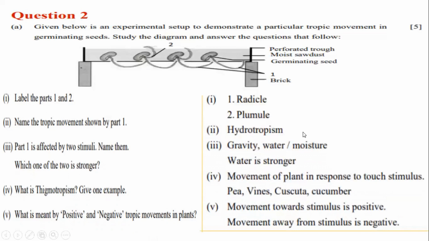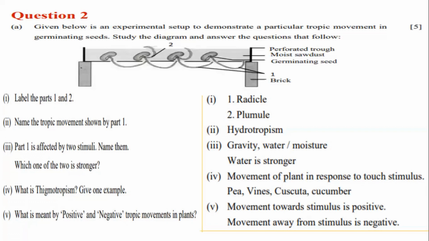Part 1 is radicle. Okay, radicle is the part through which roots will arise. R for radicle, R for root. Plumule is part 2. Plumule is for shoots. The trophic movement shown by part 1, that is radicle: the radicle will go in search of water. That's why it is called hydrotropism. The two stimuli affecting part 1 are gravity and water or moisture. Out of this, water is stronger.